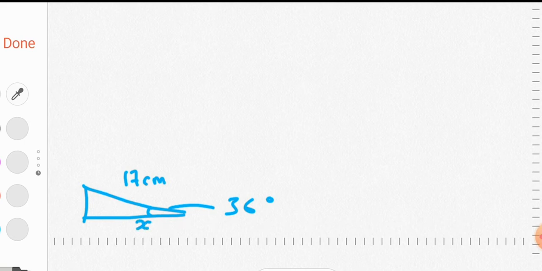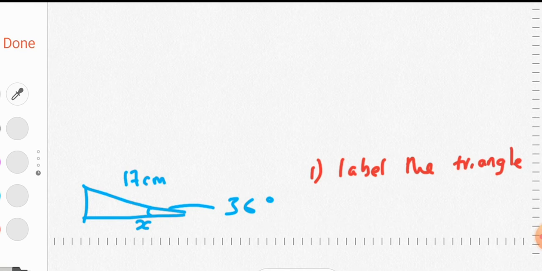Okay, so the first thing that we want to do is label the triangle. In order to label the triangle, first we should identify the longest length, and we call that the hypotenuse. The longest length here is 17. The longest side, we call it the hypotenuse. The hypotenuse is usually opposite the right angle. So if that's the right angle, that's the hypotenuse.